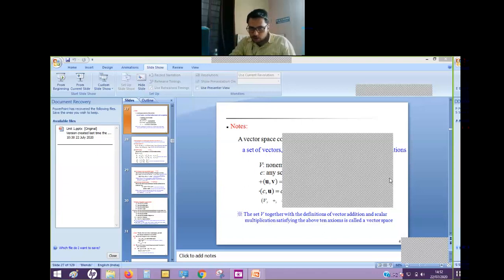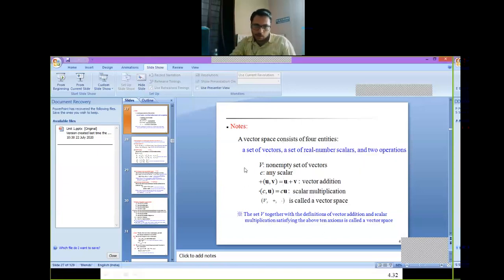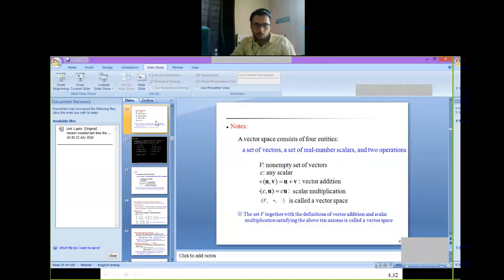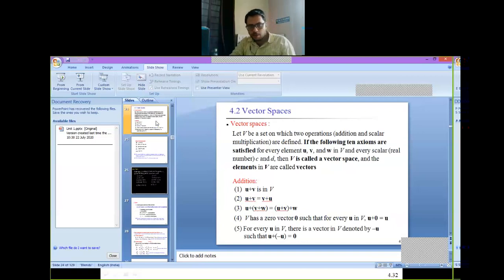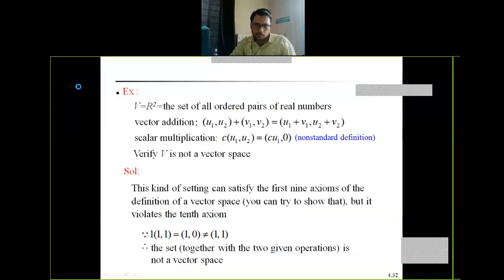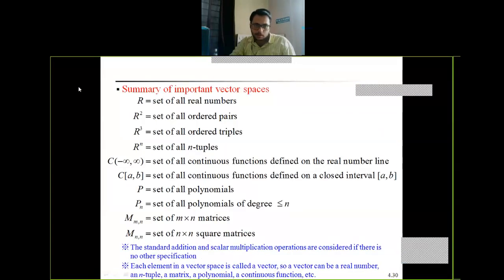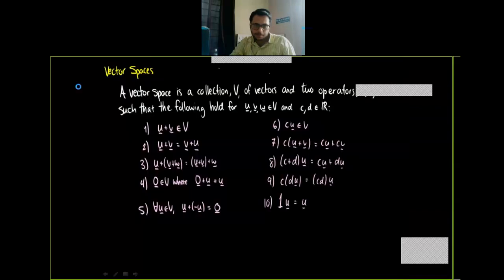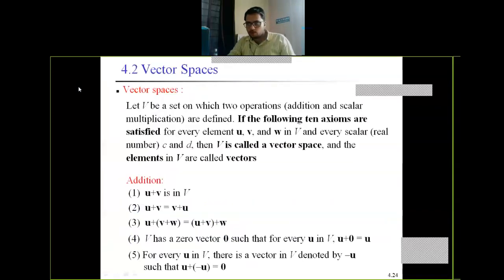So how do we select the scalar multiple? To select the scalar multiple, we have given the condition in the definition. That's why I was very keen to describe the definition again and again. Now I think you are able to see the slides, and I will start again from the current slide. Let V be a set on which two operations are defined. If the following 10 axioms are satisfied for every element u, v, w, and every scalar.